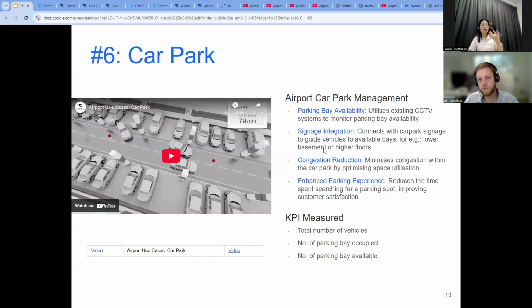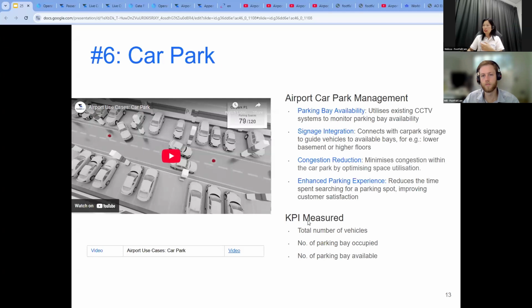The goal is simple: to reduce the time spent searching for a parking space and to minimize congestion inside the car park. This also supports dynamic space planning. By analyzing historical parking patterns, the airport can optimize parking zones for peak travel times and according to flight schedules. Ultimately, this isn't just about space utilization, it's also part of delivering a seamless and stress-free arrival or departure experience for your passengers.